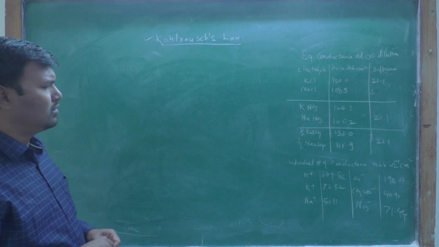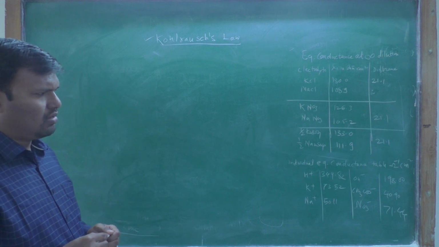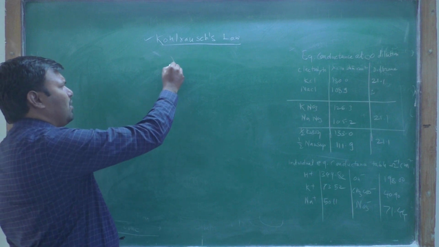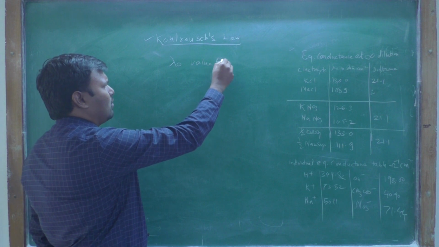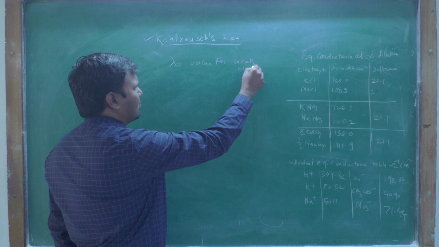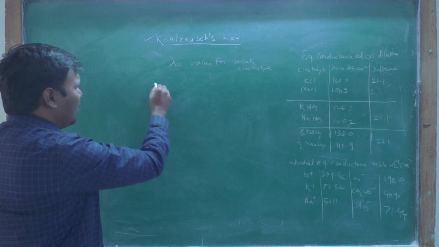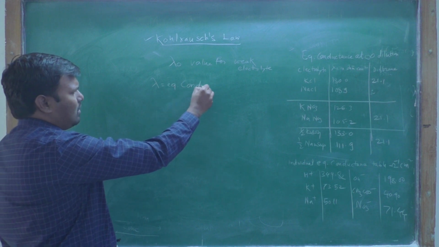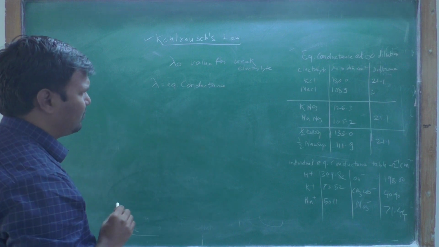Now we will discuss the Kohlrausch law. The Kohlrausch law is useful to find the lambda 0 value for weak electrolytes. Lambda means the equivalent conductance. Lambda is the equivalent conductance at any concentration.